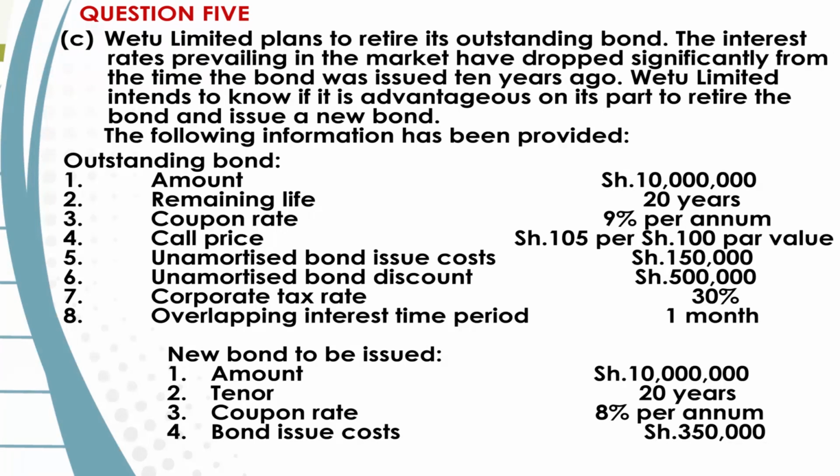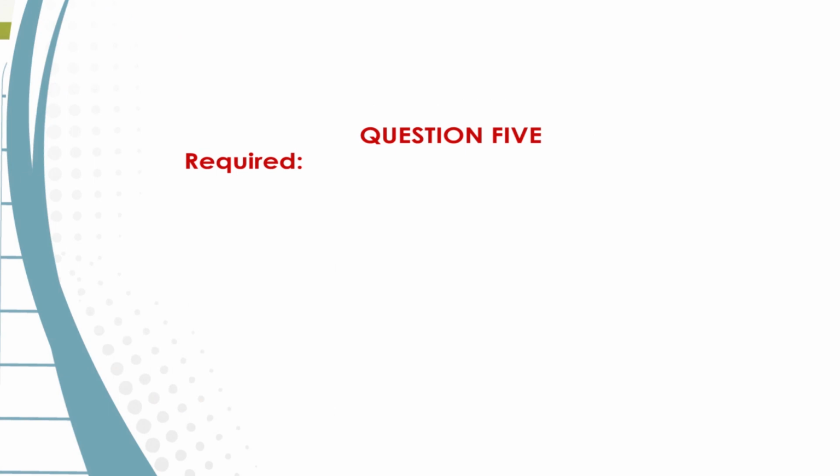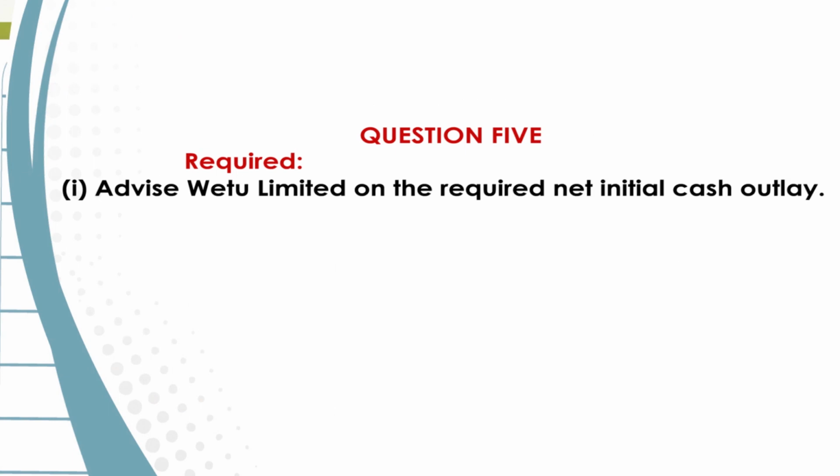The new bond to be issued: one, the amount is 10 million shillings. Number two, the tenor is 20 years. Number three, the coupon rate 8% per annum. Number four, bond issue cost 350,000 shillings. Required: advise Way2 Limited on the required initial cash outlay, 5 marks.